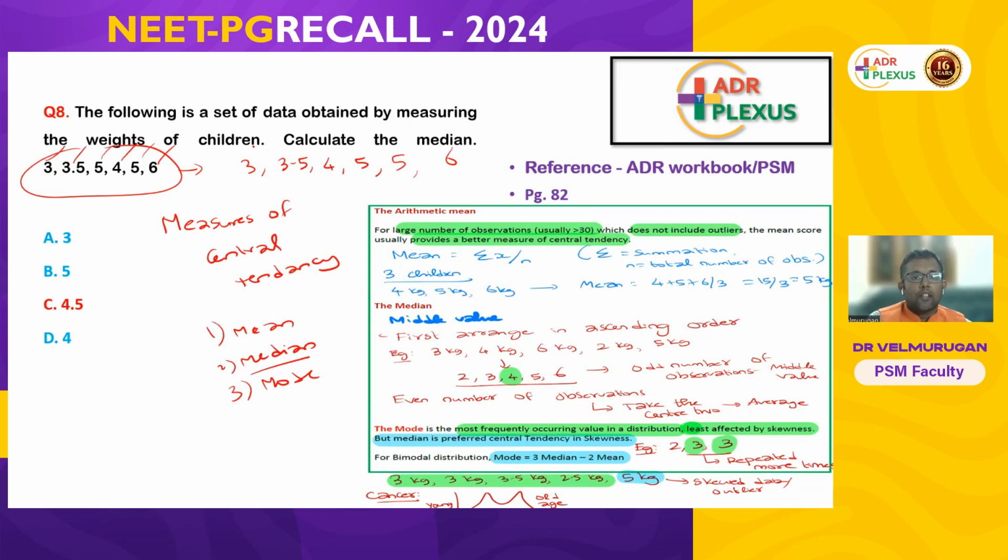So how many values are there? 1, 2, 3, 4, 5, 6. If there are only 5 values, we can take the center. But here there are 6 values, so there are 2 values in the center.